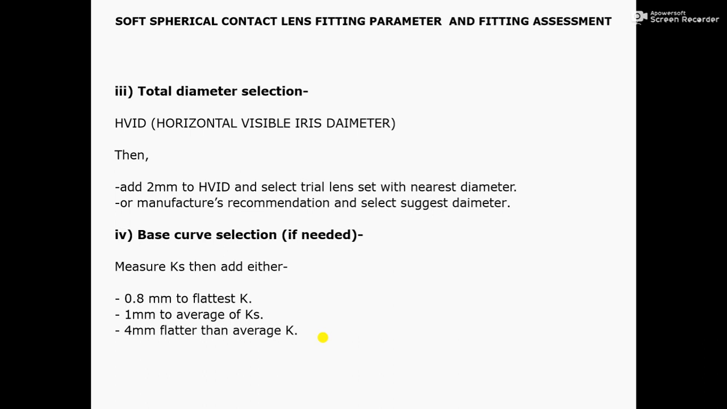Number 4, base curve selection. Here measure keratometry readings, then add either 0.8 mm to the flattest K, or 1 mm to the average of keratometer readings, or 4 mm flatter than average K. It means the first step to fitting a soft contact lens is to choose the diameter. The horizontal visible iris diameter should be measured and a diagnostic lens 0.5 to 2 mm larger should be chosen.